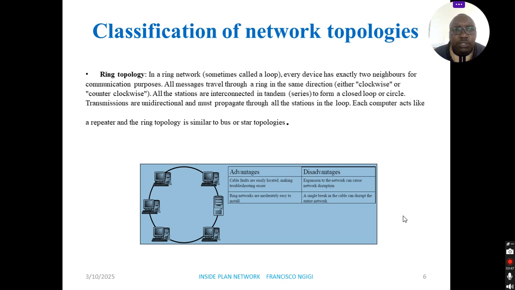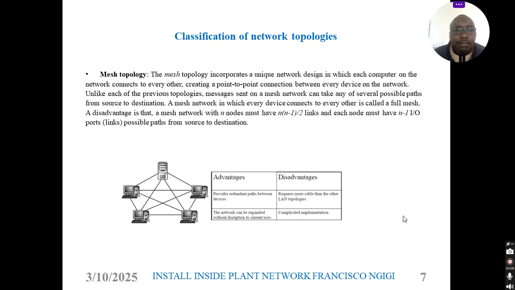Classification of network topologies, continuations. So the ring, in a ring network, sometimes called a loop, every device has exactly 2 neighbors for communication purposes, and you can see how it looks like. So they form like a ring, and also note the advantages and disadvantages. The mesh incorporates a unique network design in which each computer on the network connects to every other. So it creates a point-to-point connection between every node on the network. So that's how they look like, and now the advantages and the disadvantages.